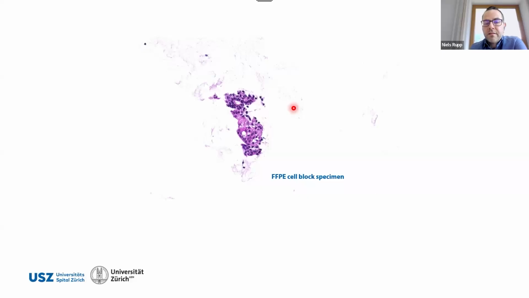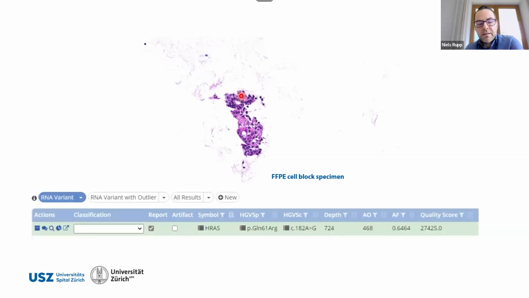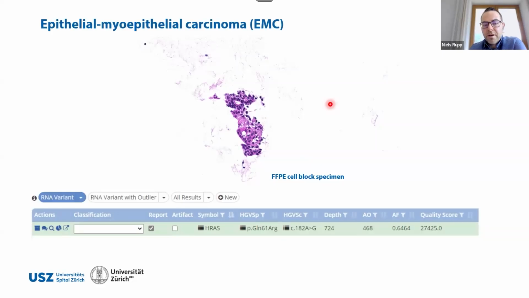Here's another case with only very scarce material. But again, you can see here some epithelial formations, here some duct formation, and around probably the myoepithelial cells. And in the molecular sequencing here, we did find a very classical Q61R HRAS mutation, which then strongly points to an epithelial myoepithelial carcinoma here.